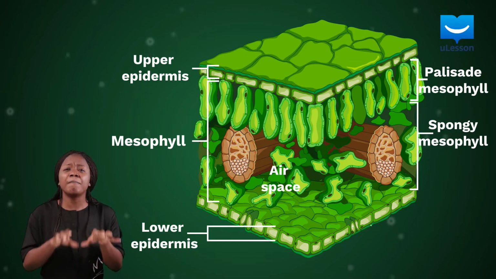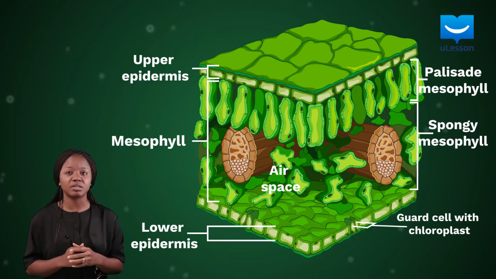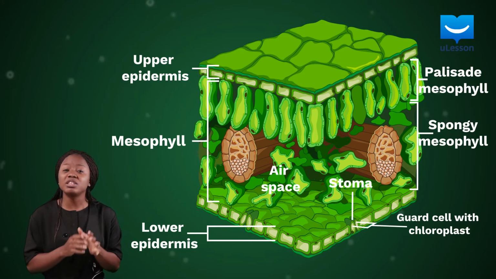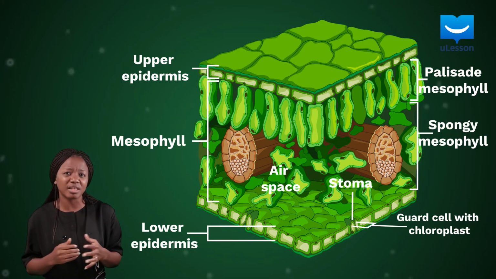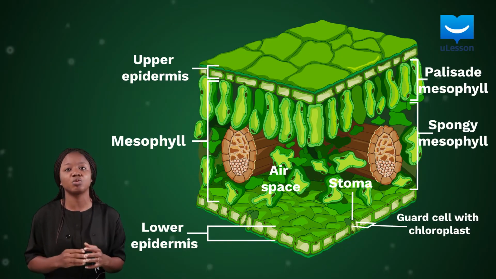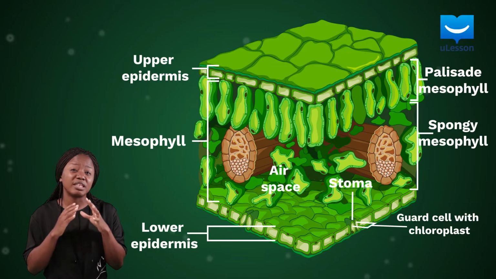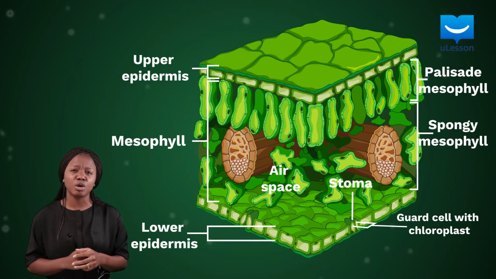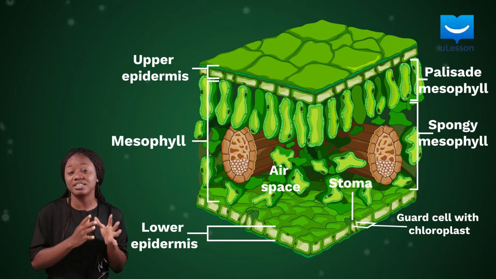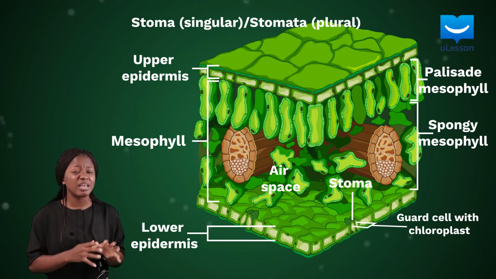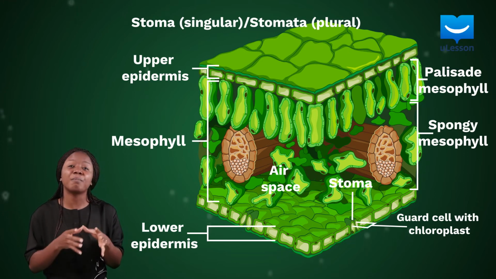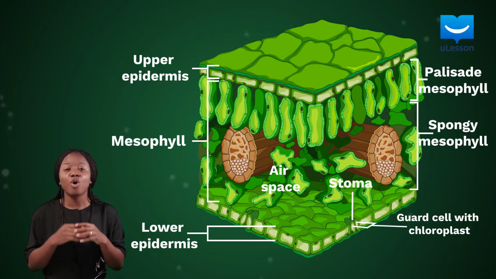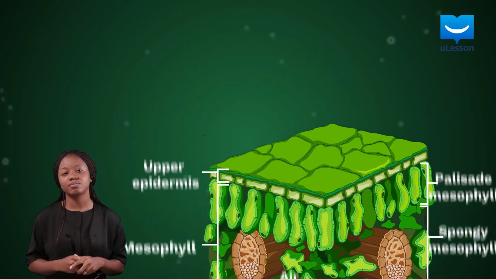The guard cells are bean-shaped cells in the lower epidermis, and they surround or guard the stomata. They help in controlling the rate of transpiration or gaseous exchange by opening and closing the stomata. They are the only cells in the epidermis that contain chloroplasts, and this gives them the added advantage of contributing to the production of photosynthetic products. Stomata is plural for stoma, and they are pores in the lower epidermis that open and close to control gaseous exchange or the movement of gases into the leaves.